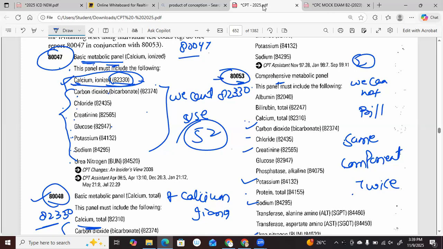Does that answer your question? It's not the one basic metabolic panel. It's both the panels that have been reviewed.